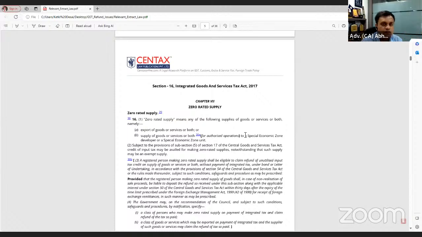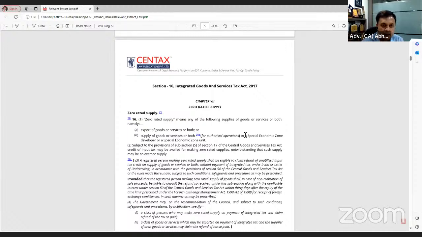One is export of goods or services. We already saw the definition of export of goods or services. It also includes the transaction where the goods are not directly exported, but are ultimately supplied to an SEZ developer or SEZ unit for their authorized operations. So this is also considered to be part of zero rated supply. Once a transaction qualifies as zero rated supply, then subsection 2 says that, subject to 17.5, a person would be entitled to avail of the credit in respect of the inward supplies which are used for making the zero rated supplies, even if such zero rated supply is an exempt supply.